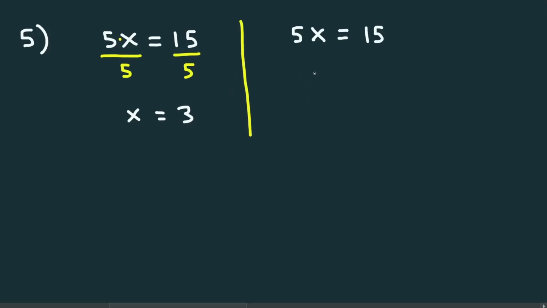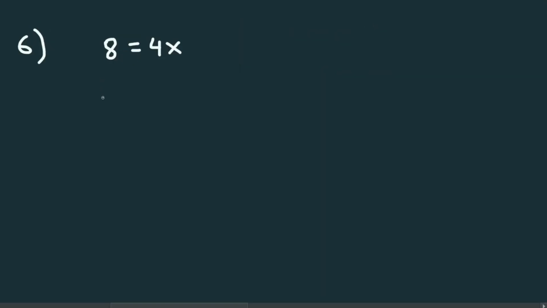Again, here the faster way to think of it and write it down is that the opposite of multiplication is division, so I can just write x equals 15 over 5 and x equals 3. Example 6, 8 equals 4x, so 8 divided by 4 equals x, so 2 equals x.